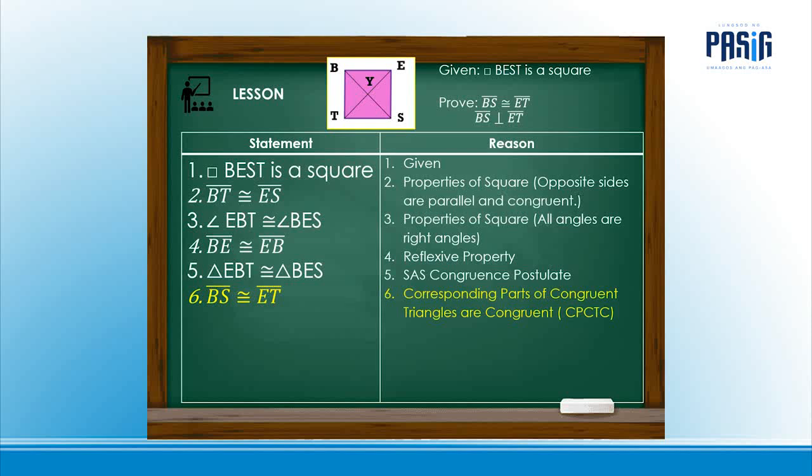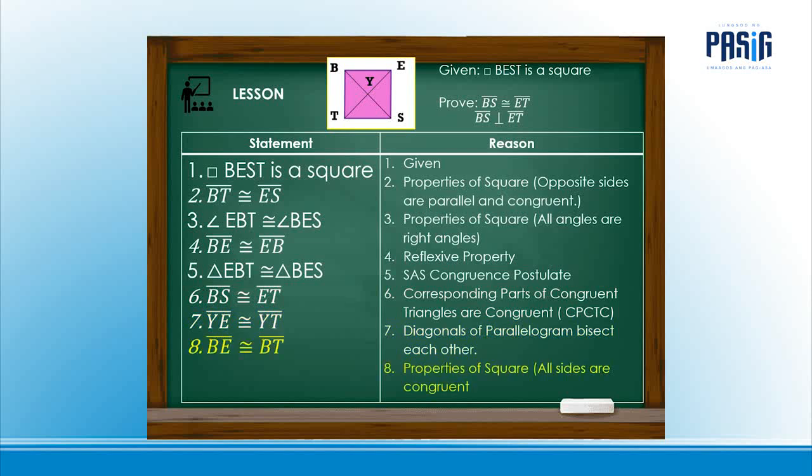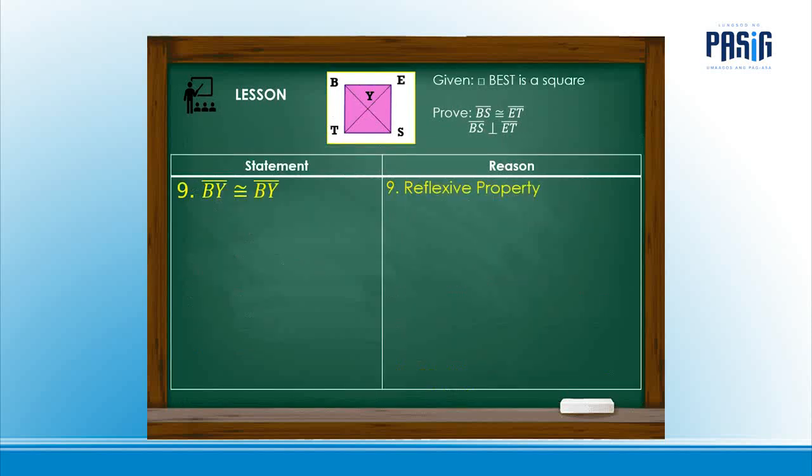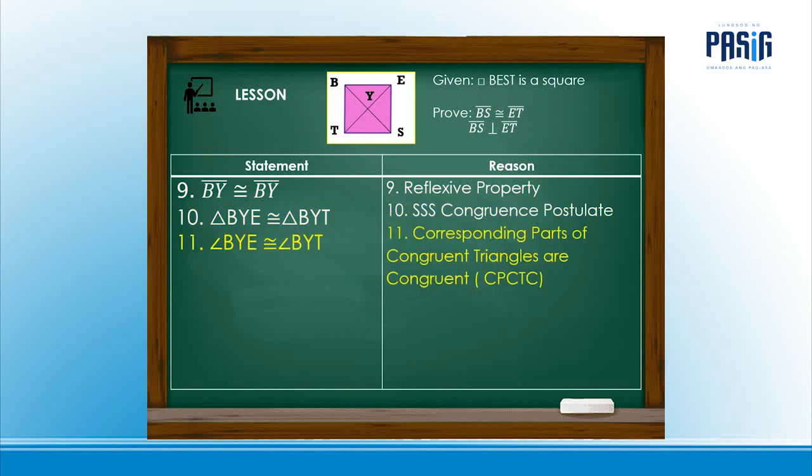And now, side YE is congruent to side YT because diagonals of a parallelogram bisect each other. And then, BE is congruent to BT because all sides are congruent for a square. And then, BY is congruent to BY by reflexive property. And now, triangle BYE is congruent to triangle BYT by side-side-side congruence postulate. And so, angle BYE is congruent to angle BYT because corresponding parts of congruent triangles are congruent.